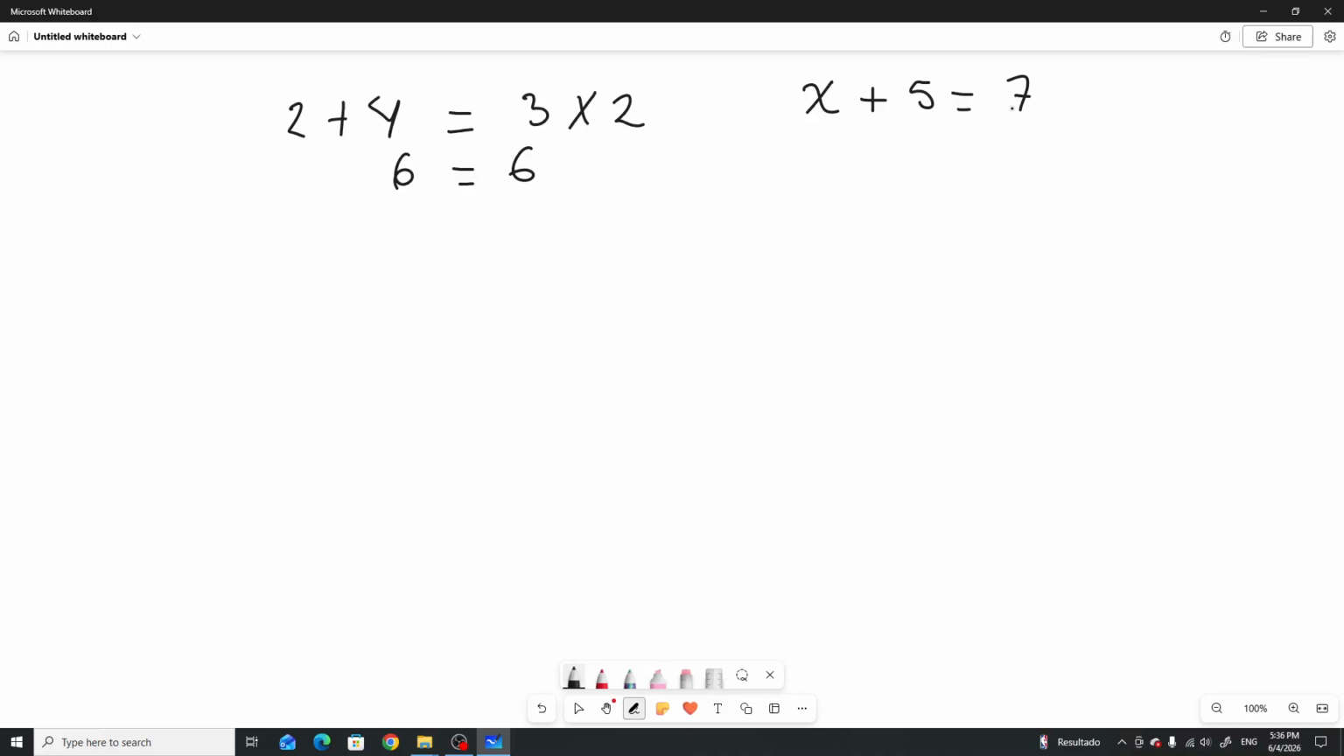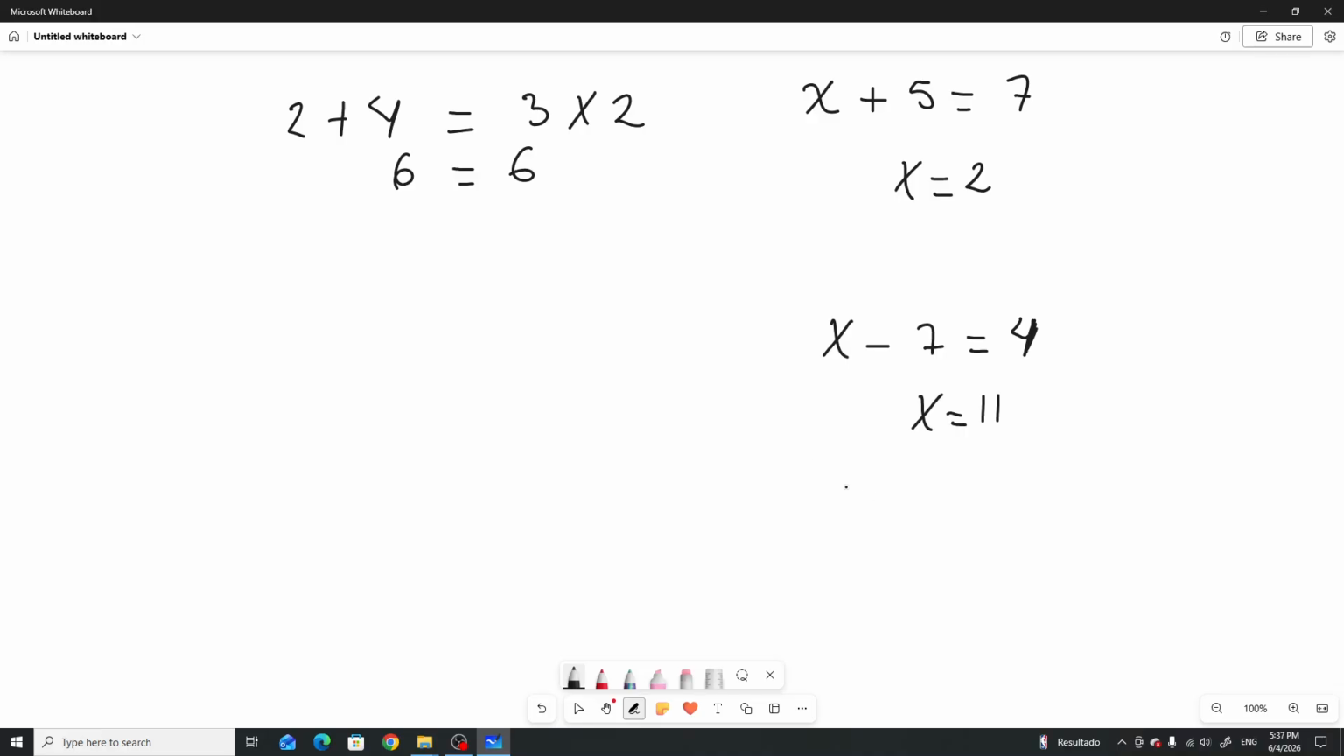And the question is, because another definition of equation is that an equation is a question. So what is the value of x? In this case, it's 2, because if I take 2 plus 5, it gives me 7. Okay, let's say x minus 7 gives me 4. So what number minus 7 gives me 4? That number is 11. If you take 11 and take away 7, it gives you 4.